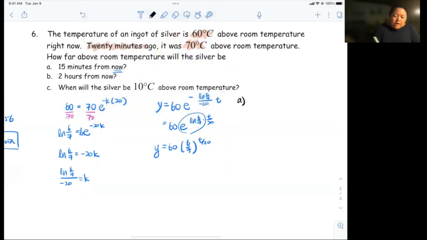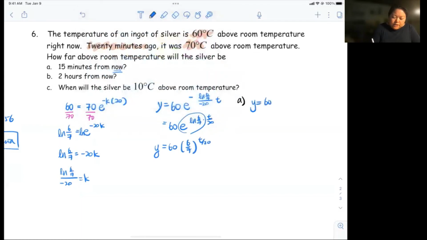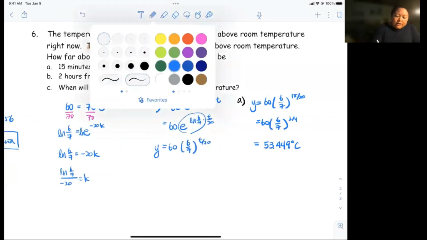So for part A, I simply go y equals 60 times 6 over 7 to the 15 over 20. So that's 60 times 6 over 7 to the 3/4 power. Put that all in the calculator. And yes, none of this are you expected to do by hand. You're going to plug this in the calculator and get your approximation for your answers, because you can't do this by hand. So your temperature now will be about 53.449 Celsius.